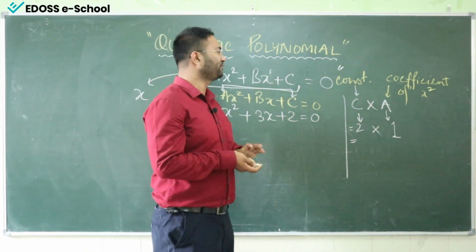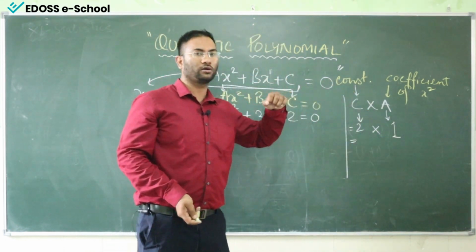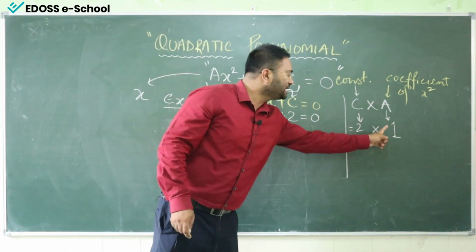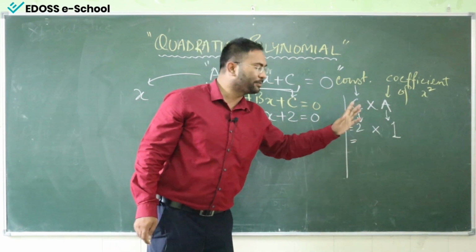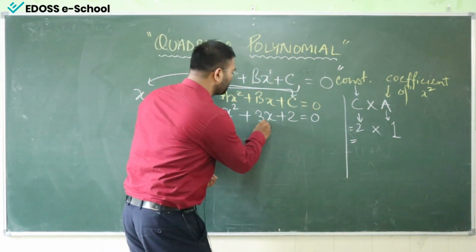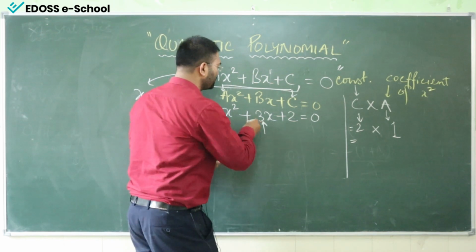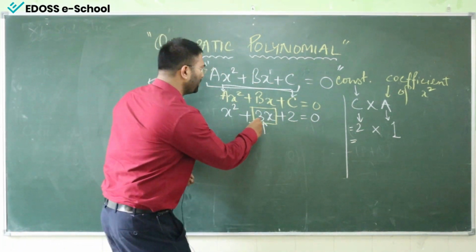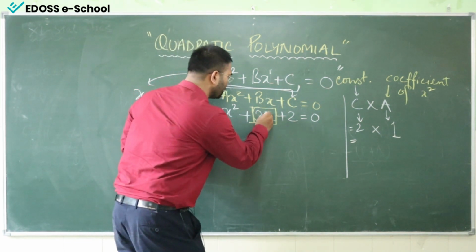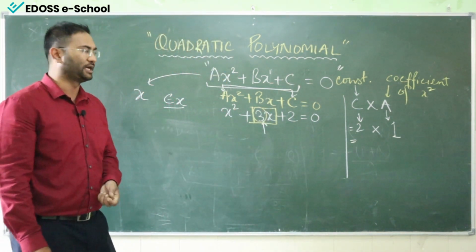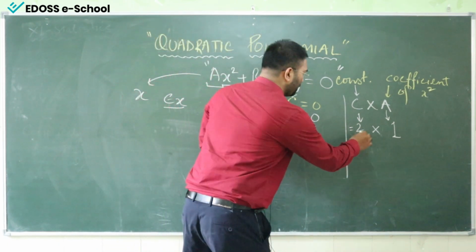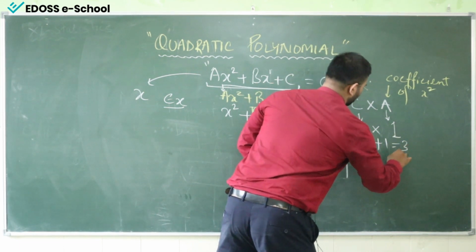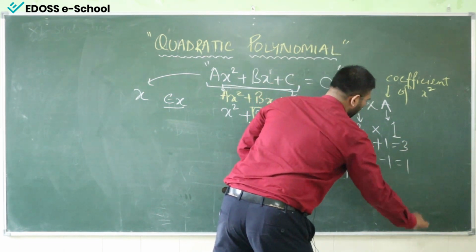The first step was to find the product of c and a. The next step is to find out whether, by using these factors, these multiples, we could get the middle term, which is the coefficient of x. Remember, we always have to target whatever is written there as the coefficient of x. Like 2 and 1, if added, will give you 3. 2 minus 1 will give you 1.